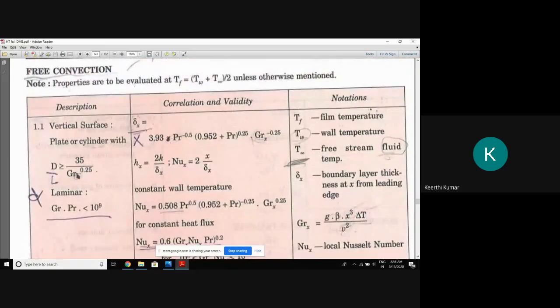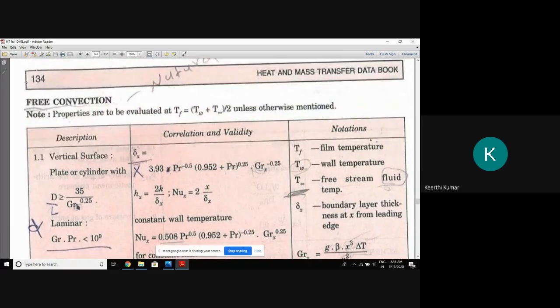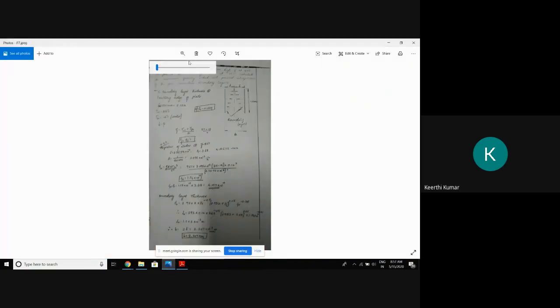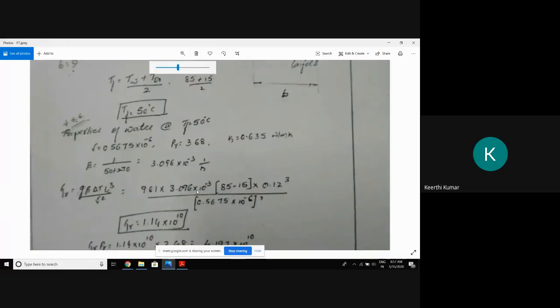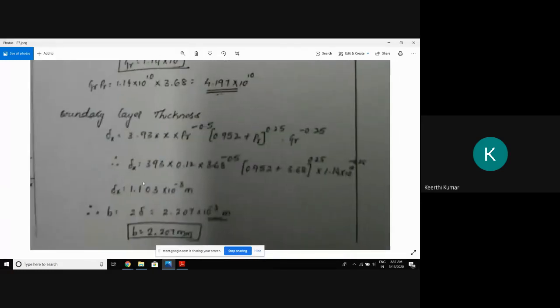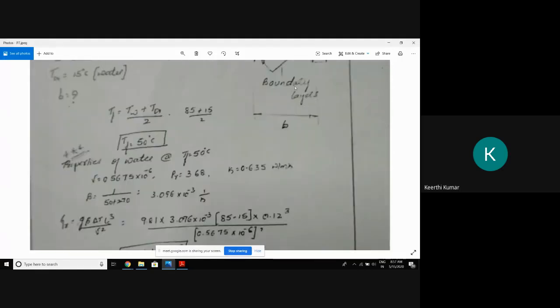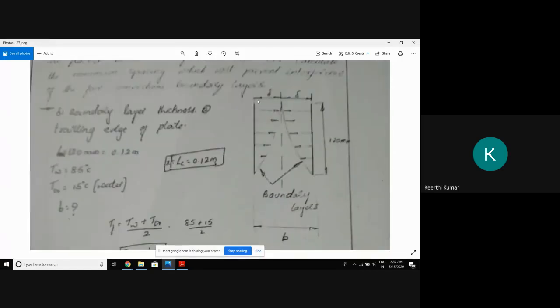Yeah, here. For a vertical plate, you can use delta X as 3.93 into X. There is an X value here. 3.93 into X, Prandtl number to the power of minus 0.5, on page number 134. On page number 134, I can find the value of delta X. So with this, you find the value of delta X. That means we are finding delta for only one plate, the boundary layer thickness for one plate. See here, this is the boundary layer thickness for one plate.